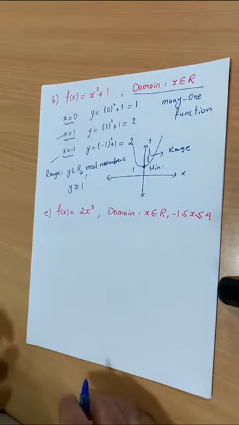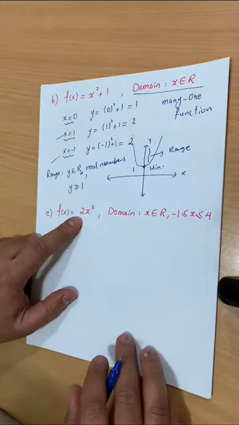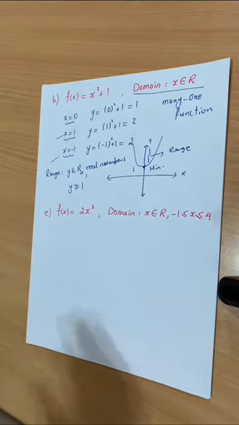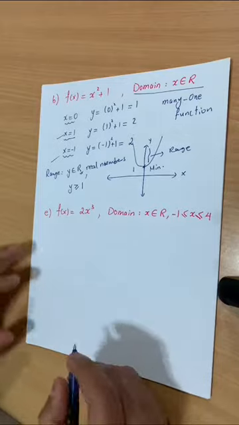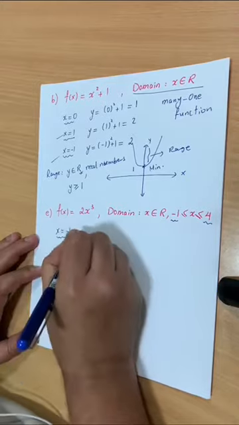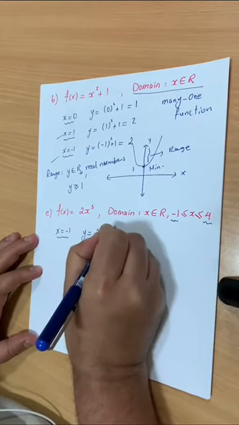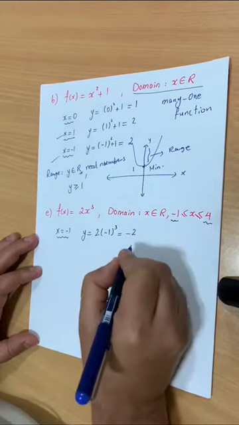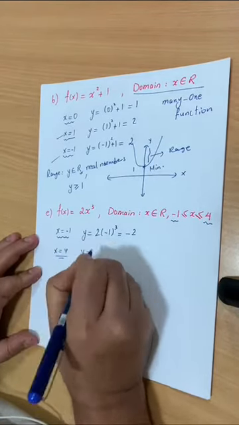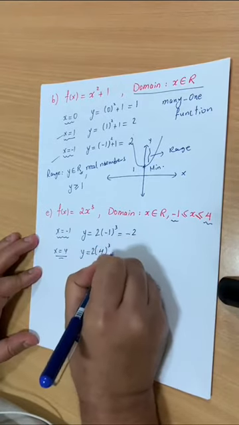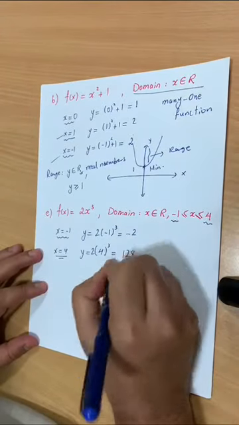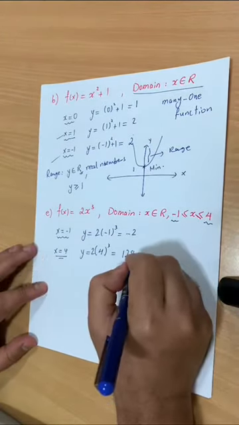Let's see the next question. f of x is equal to 2x cubed. Domain, x belongs to R, and the values from -1 to 4. So let's use the least value and the highest value. Let's use x equals -1 first. So y equals 2 times -1 cubed, which is equal to -2. So this is the least value. And the highest value using 4: y equals 2 times 4 cubed, which is equal to 64 times 2, which is equal to 128. This is the least value and this is the highest value.